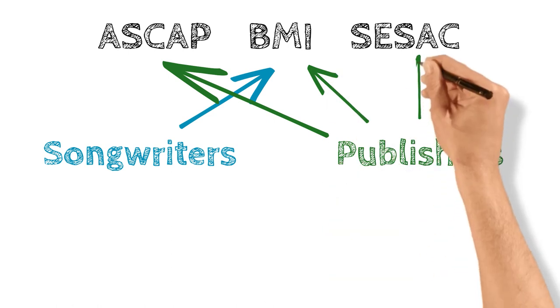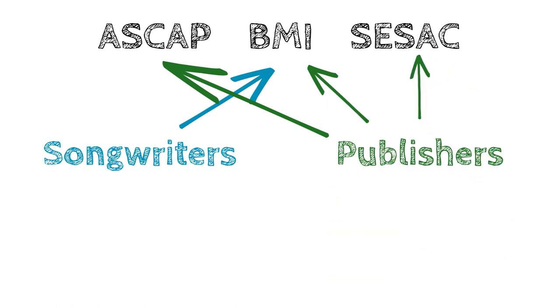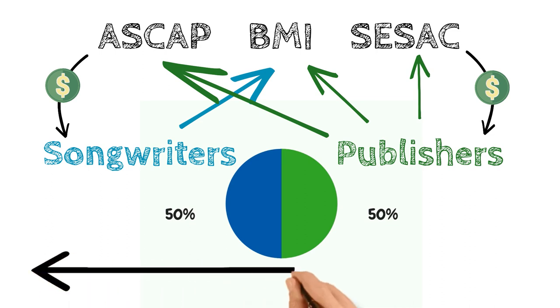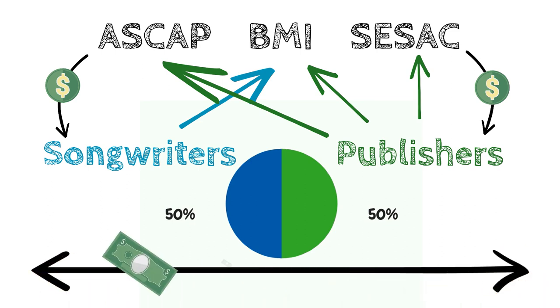When a publisher and a songwriter join a society, each is awarded 50% of each of the songs they register. That means that when royalties are collected, the societies pay each of them half, and the societies pay each person or business directly. Performance rights royalties are paid out to songwriters and publishers every quarter in the US.